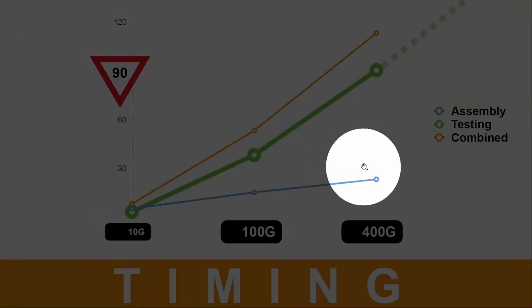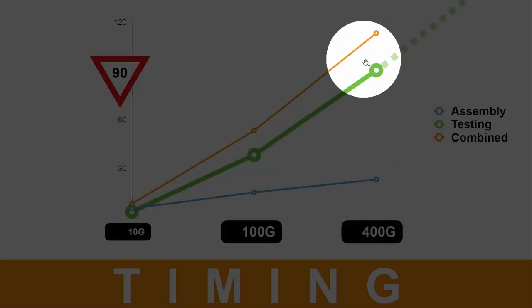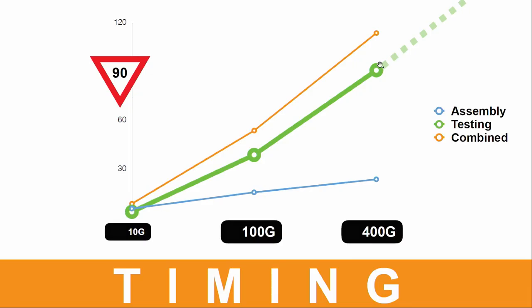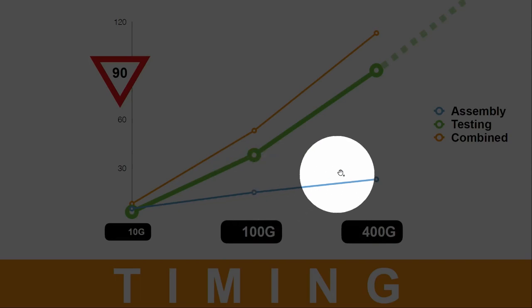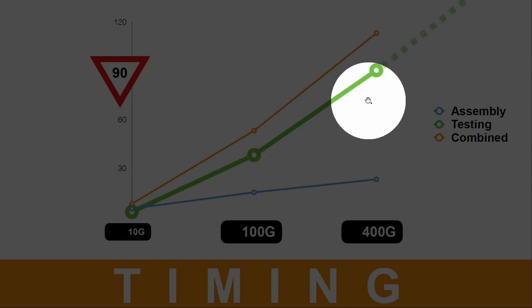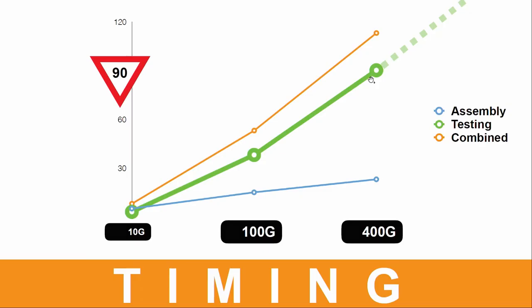And especially when we come to 400 gigabit now, still steady growth here, so we're talking about roughly 25 minutes to assemble a whole transceiver when we build them in batches, but the testing got up to roughly 90 minutes. And now you can imagine, if you want to cut down costs or save money in production, you don't do that on the assembly, because there is not much margin for you. But if you want to do that on the testing, this is a good and a bad thing.